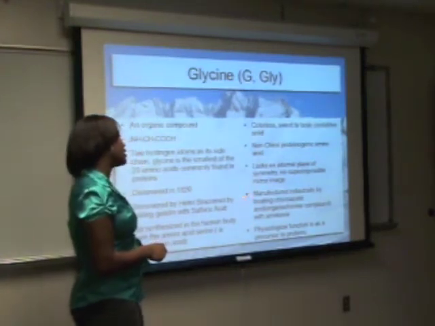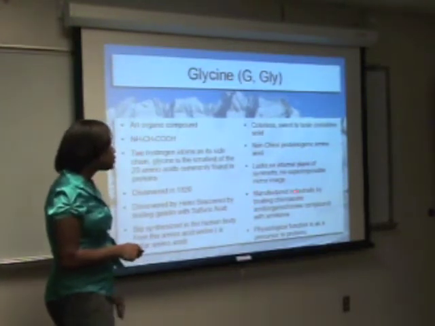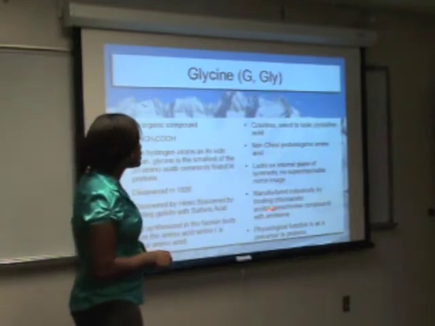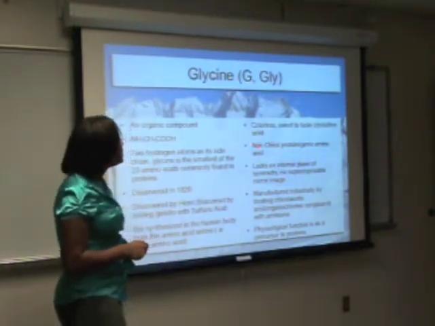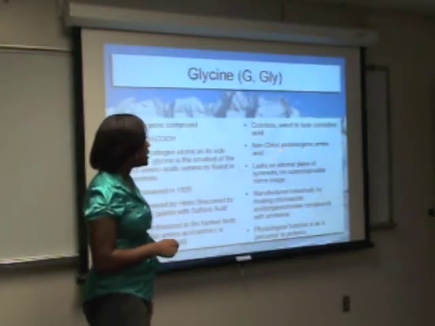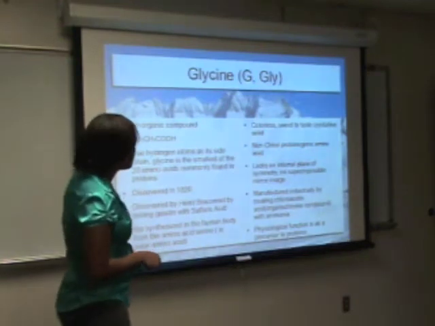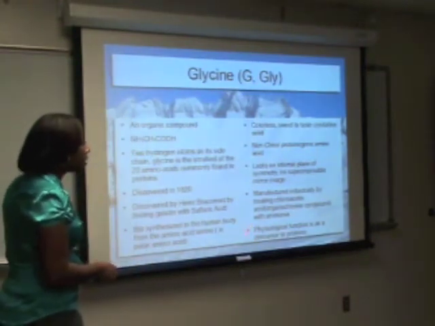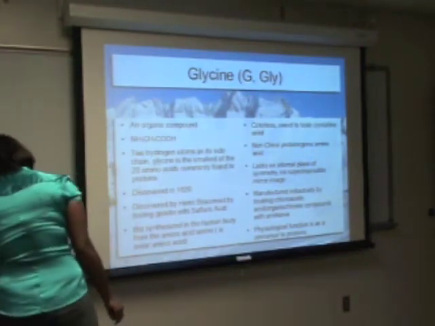It's manufactured industrially by treating chloroacetic acid, which is an organochlorine compound, with ammonia. It's a non-chiral proteinogenic amino acid. That means it's found in proteins. And the physiological function is a precursor to proteins.